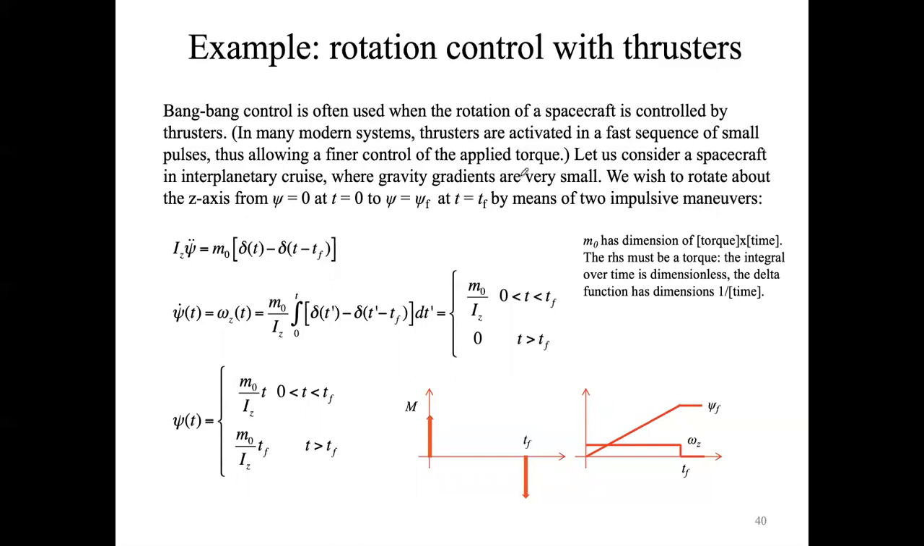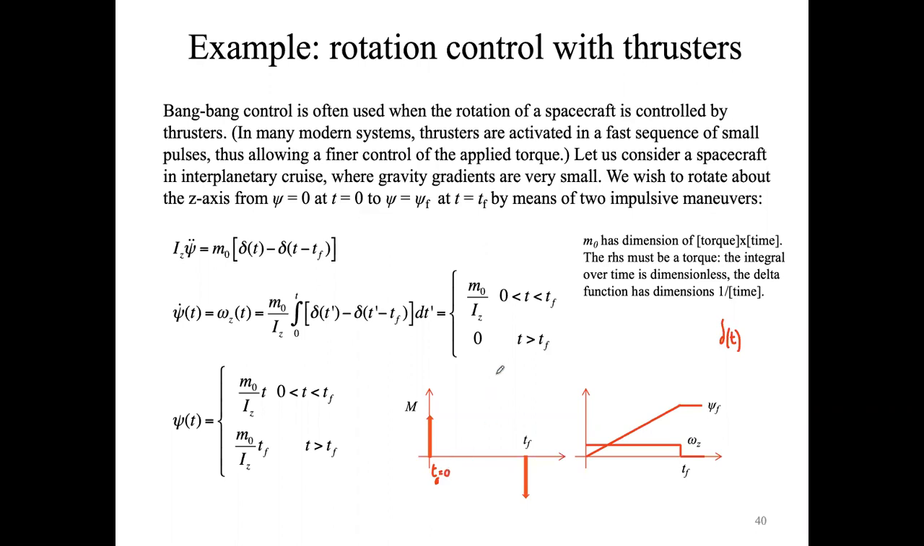That's the reason why the first approach that we're going to see, the bang-bang strategy, assumes that the torque is applied instantaneously, and so the function of time that we're going to consider first is a Dirac delta. So we assume that at a certain time the thruster is firing and applies a torque M at a specific time. You fire the thruster impulsively at that specific time, for example t0 equal to zero.